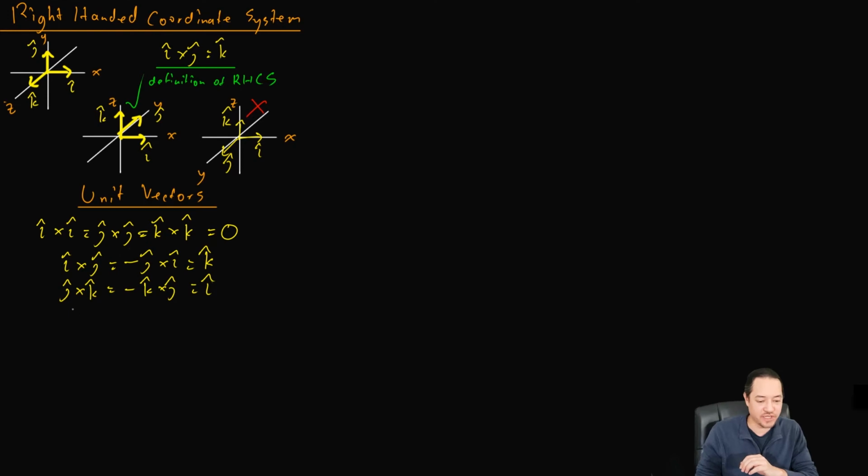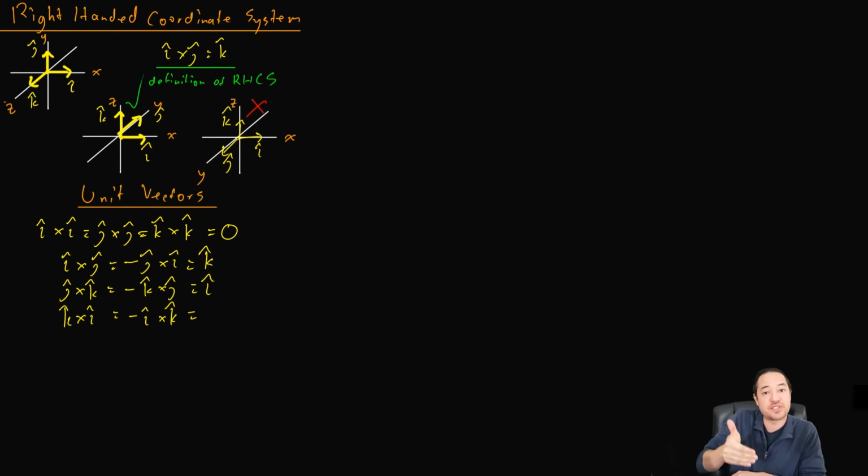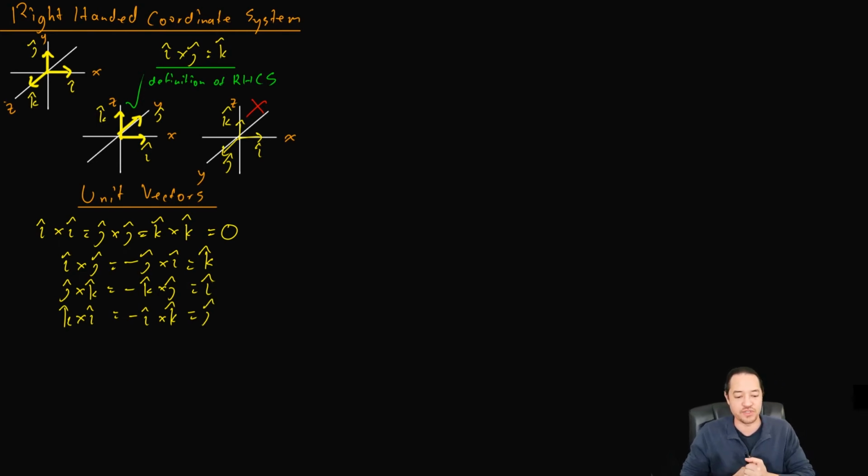And finally, we can also have k hat cross i hat, and that's going to be equal to negative i hat cross k hat. And what direction is that? Well, we point our fingers out of the screen along k hat's direction, and we curl them in the direction of i hat, and our result is going to be our thumb pointing in the j hat direction. And so that is going to be equal to j hat. Okay, so we have all of these computations done with our unit vectors.